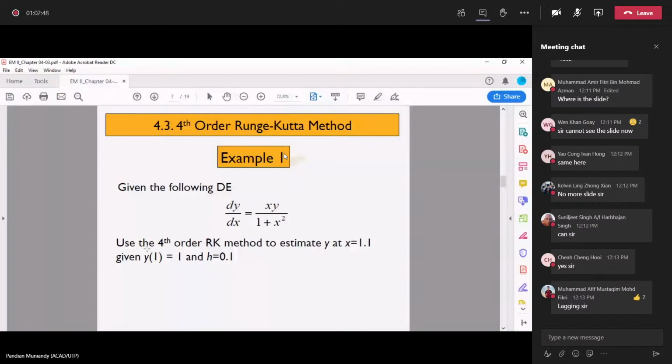Or you can write 2y squared equals 1 plus x squared. Or you can write y squared equals (1 plus x squared) over 2. This is the exact solution from the separable method. We keep this aside first. We can check this later with the Runge-Kutta method. We test whether at x equals 1.1 the Runge-Kutta answer is the same as the separable method.